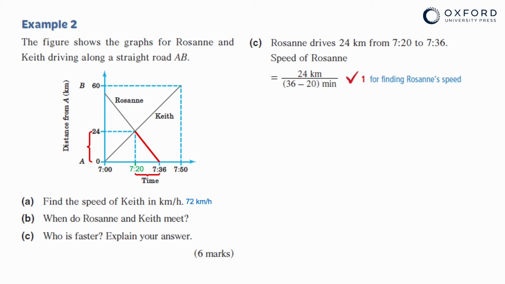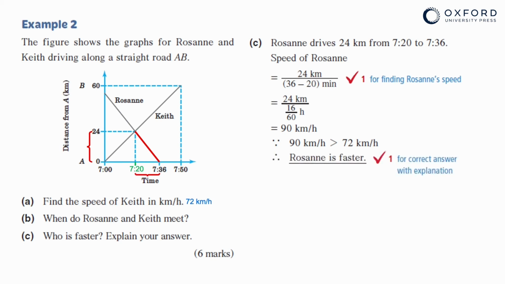Then, we convert the unit minute to hour. 16 minutes equals 16 over 60 hours. The speed of Roseanne is 90 km per hour. By comparing it with Keith's speed, since 90 km per hour is greater than 72 km per hour, Roseanne is faster. 1 mark will be given for the correct answer with explanation.